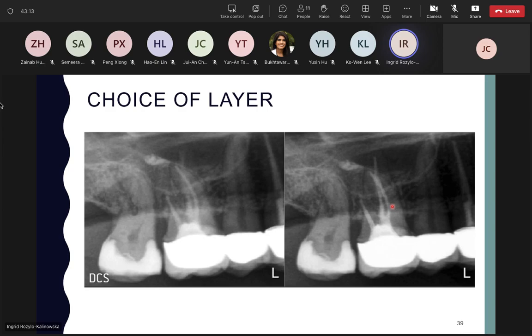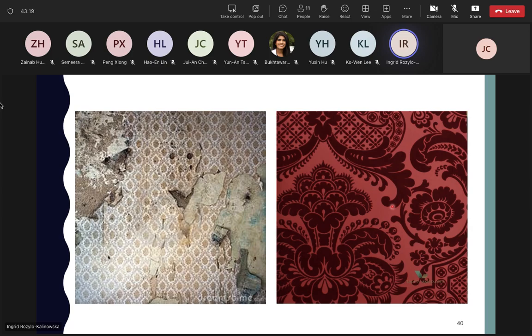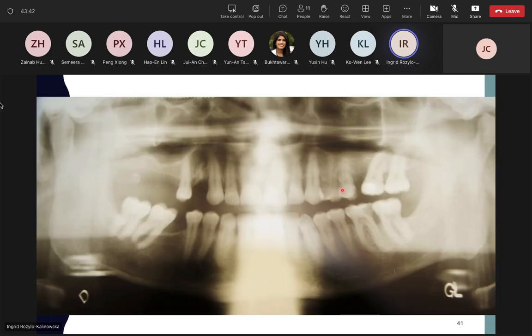And now, talking about panoramic radiography, I would like to highlight that the development of technology in this field is just tremendous when you compare old radiographs with the new ones. So the old ones are like, you can see here, this faded, torn wallpaper, and the newest ones are like a very fancy designer wallpaper. So this is a panoramic radiograph taken about 20 years ago. So the quality is definitely inferior.